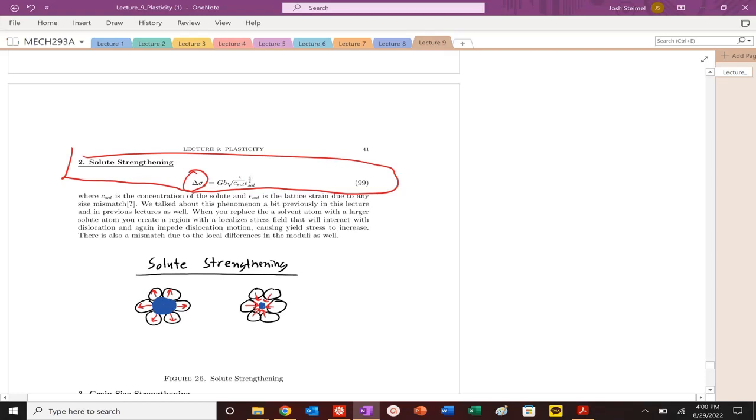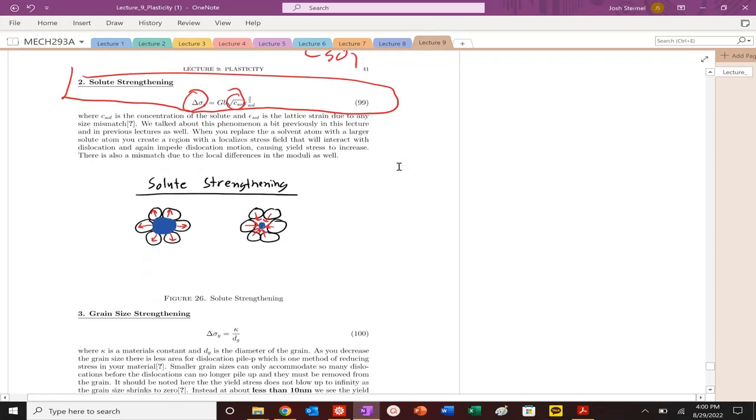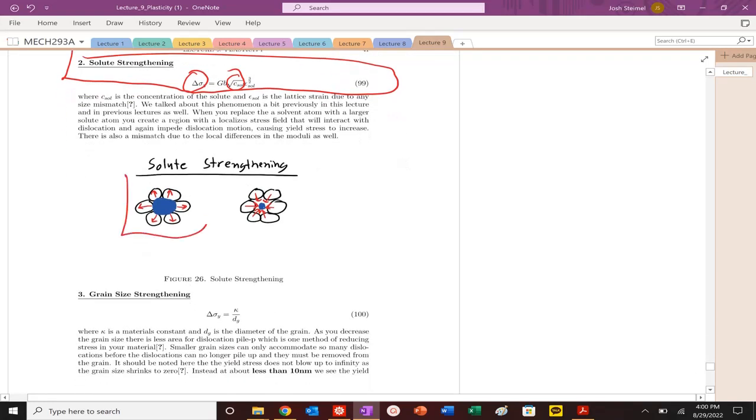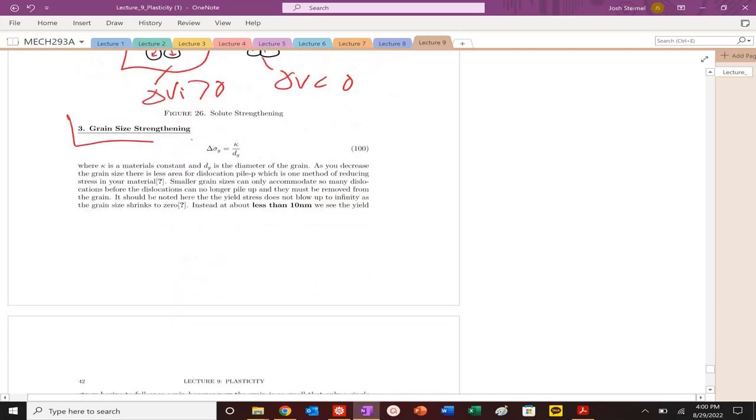Solute strengthening. So I can add solutes. They can be interstitial solutes. They can be substitutional. Your yield strength will scale as the concentration of solute to the 1/2, and you can see that positive or negative volume change that we saw previously. But the key thing is you add solutes, and there's a limit, about 15% or so of solute you can add to a material, an alloy. But that is another way to strengthen materials. They interact with the defects.